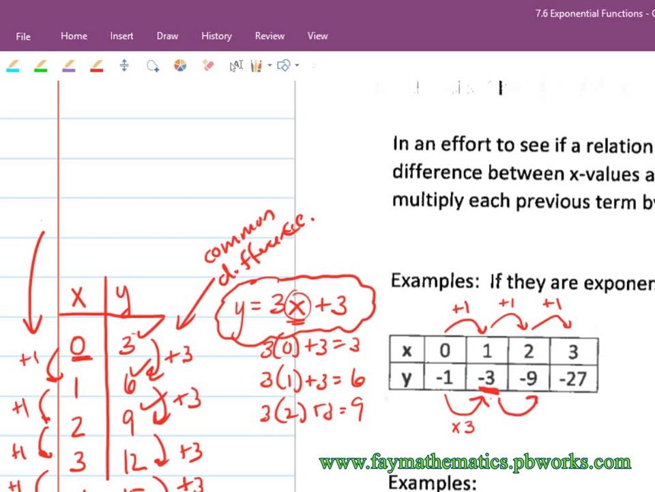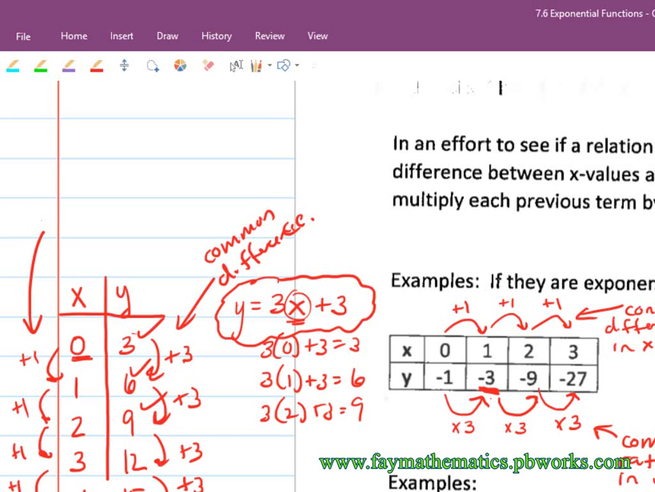So if I take -3 and multiply by 3, does it give me -9? And it does. Now -9, do I multiply that by 3 again to get -27? And we do. So this means we have a constant difference in x values, and this is then what we call a common ratio in y values. We'll spend maybe a little bit of time later this week actually coming back and writing the rule for this exponential.